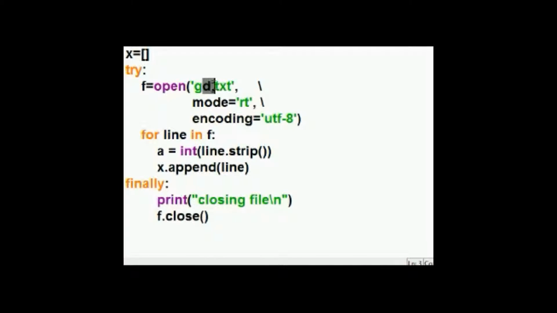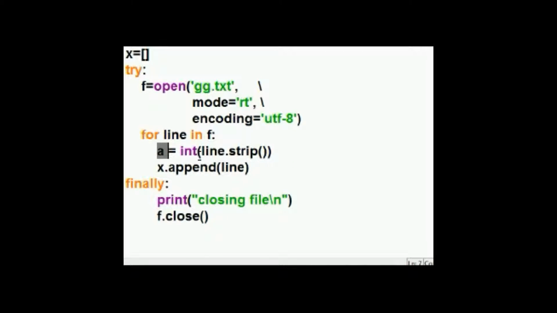So what do I do? I open up the file called gg.txt. The mode is read, and it's text. And then the encoding is UTF-8. For each line in F, do the following. Strip off any garbage on the line, make an int out of it, assign it to A.